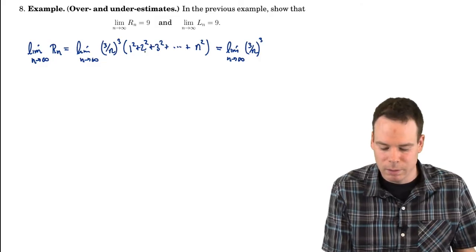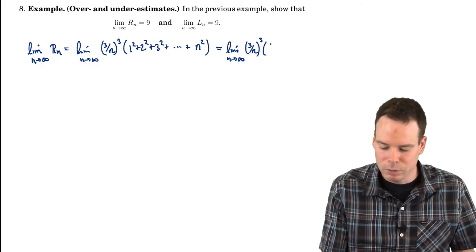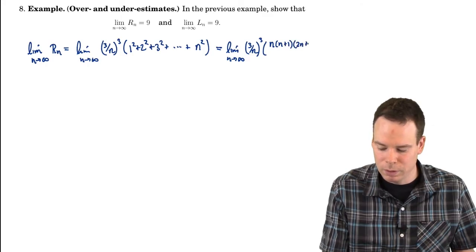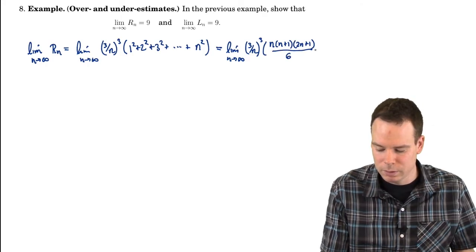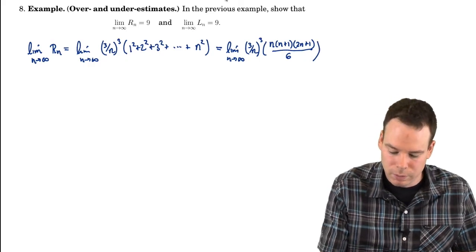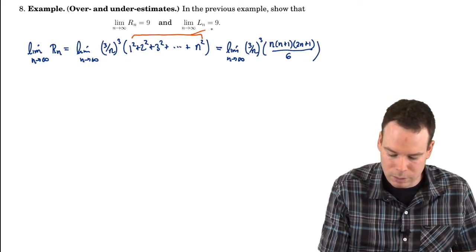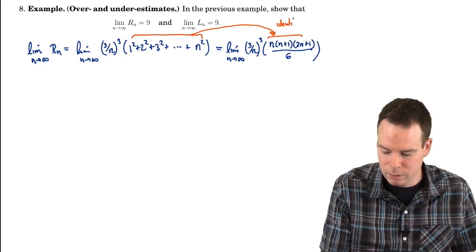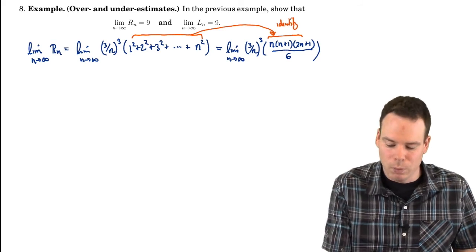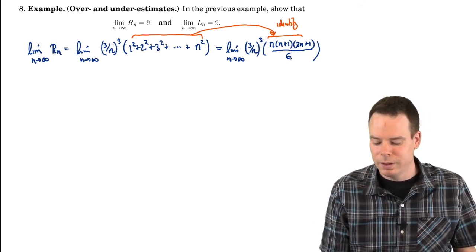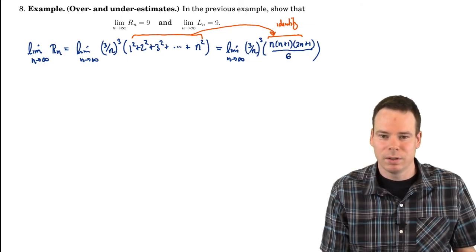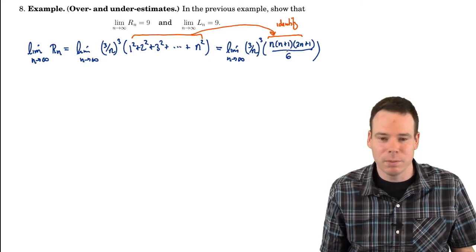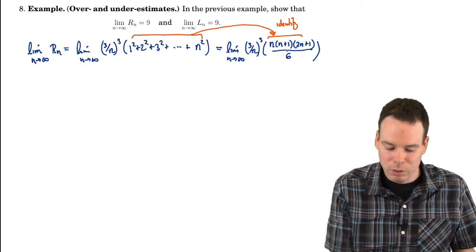So it turns out that the sum of these consecutive squares is equal to n times n plus 1 times 2n plus 1 all over 6. So that is just an identity. Why is that useful here? Well, now if we look at this right-hand side, you see that that's just a rational function. These are things we worked on in Calculus 1, computing limits of rational functions. So we know how to compute this limit.